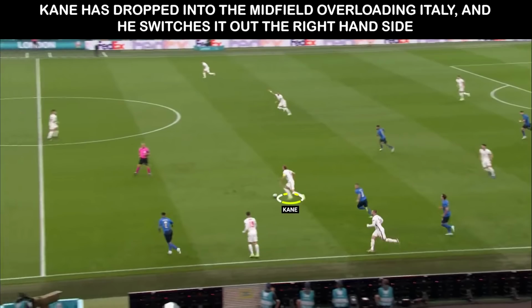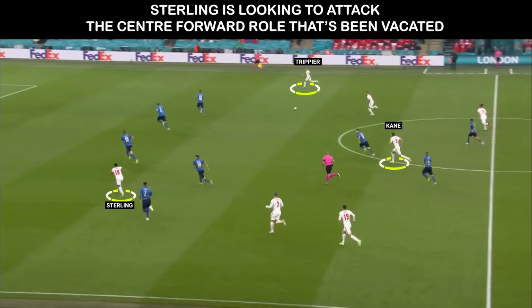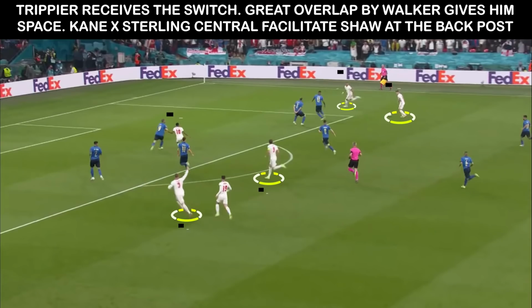We see some of this in England's goal. It is a counter from a set piece, but the principles are similar, with Kane picking up the ball in midfield and Sterling attacking the centre-forward space. Kane is then able to find Trippier wide, and Walker's overlap gives him a bit more space. Sterling and Kane's central presence then frees Shaw on the back post.